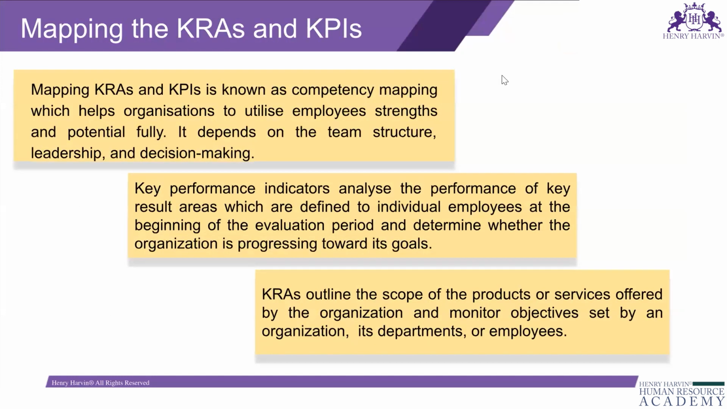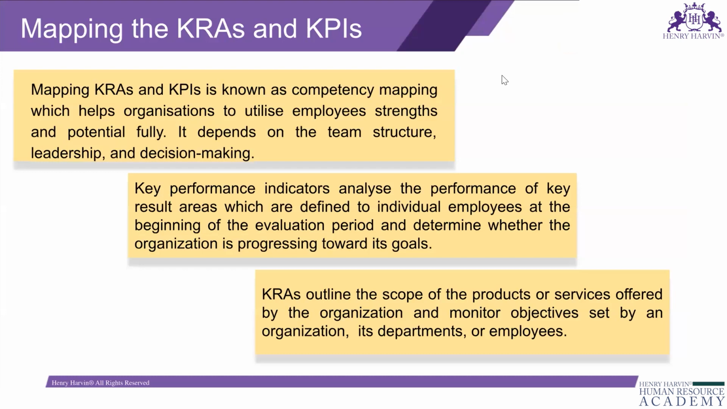Next is mapping the KRA and KPI. Mapping KRAs and KPIs is known as competency mapping, which helps the organization utilize employees' strength and potential fully. It depends on the team structure, leadership, and decision making. Key performance indicators analyze the performance of key result areas, which are defined for individual employees at the beginning of the evaluation period, and determine whether the organization is progressing towards the goal.